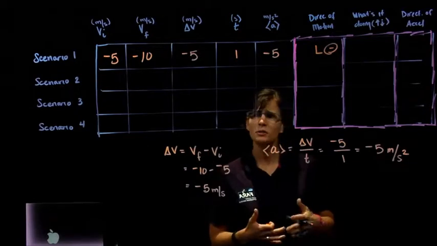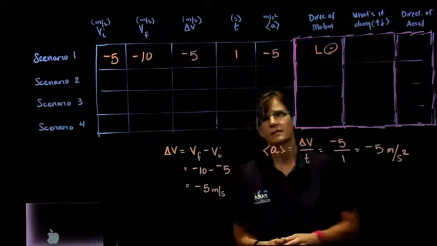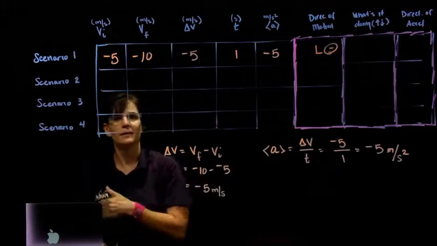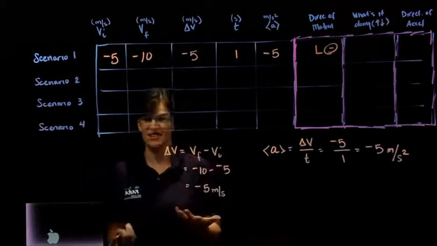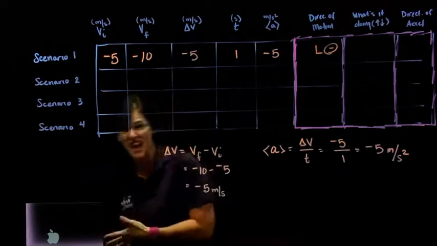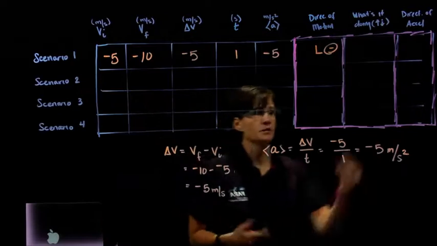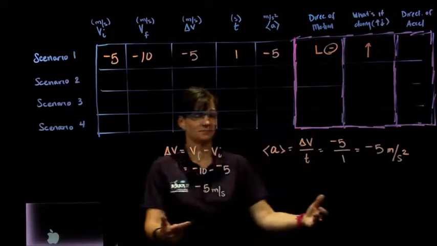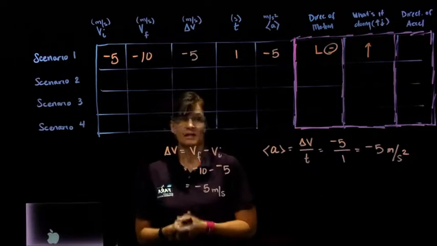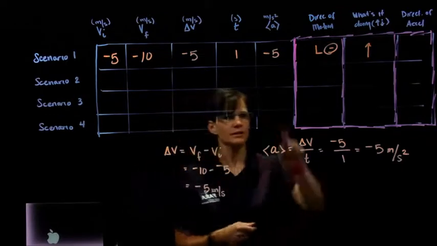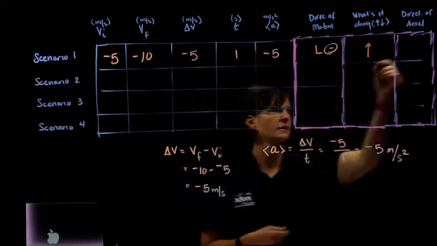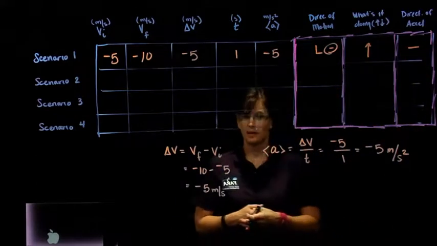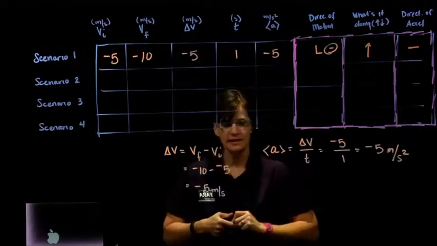What's the object doing? Is it speeding up or is it slowing down? Well, it was going 5 meters per second leftward. Now it's going 10 meters per second leftward. That's getting faster. It was 5, now it's 10. So the object is speeding up. What's the direction of the acceleration? Well, that's just the symbol in front of that acceleration value. It's negative.